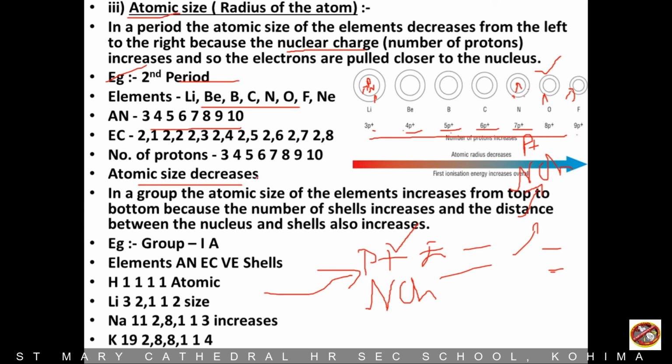That is what you have to know. In MCQs they used to ask, and you have to answer it in that way.